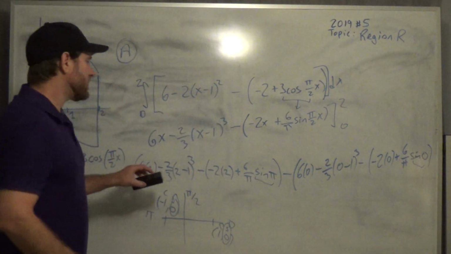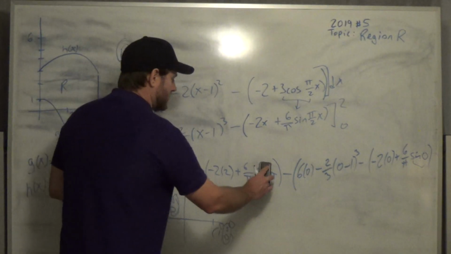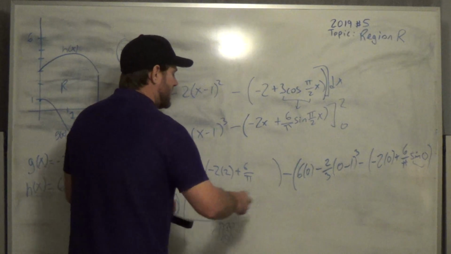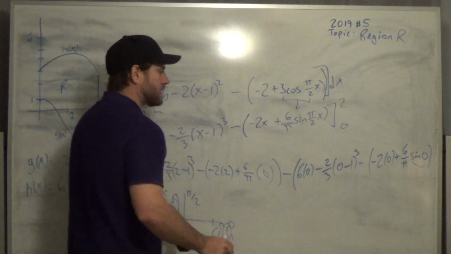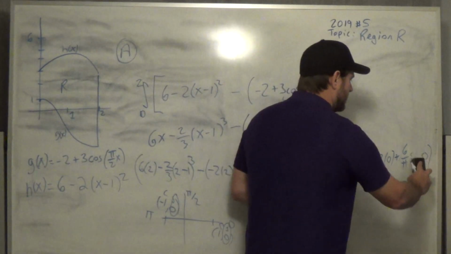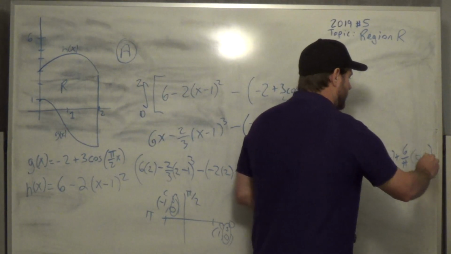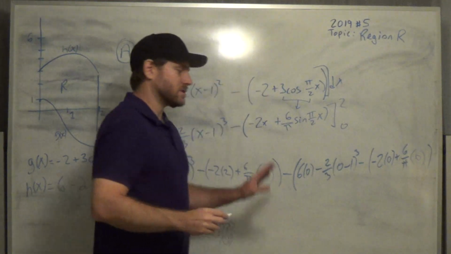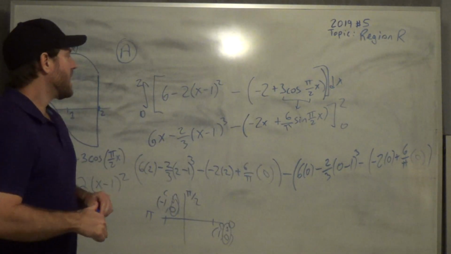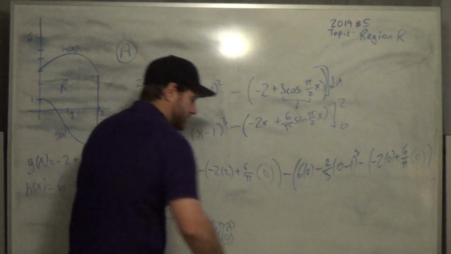Instead of rewriting all this, I'm just going to get rid of sine of pi and make it a giant 0. And over here, I'm going to get rid of sine of 0 and also make it a 0. And there's no way in the world I'm simplifying this. Could I? Yes. Am I? No. And that's it. Part A is done.